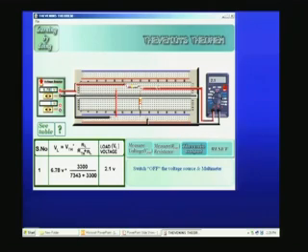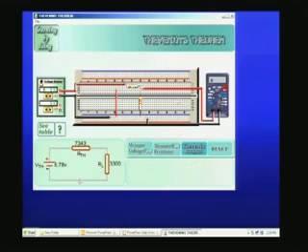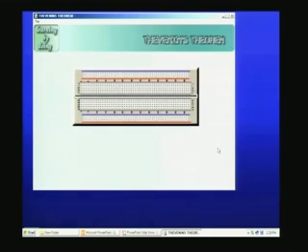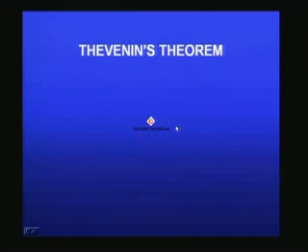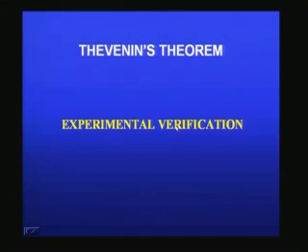Now we will switch off the power supply and the multimeter. We are ready to go and try the actual experiment. So now experimentally we will go and try the experiment. We will perform the experiment and then do the same measurement.